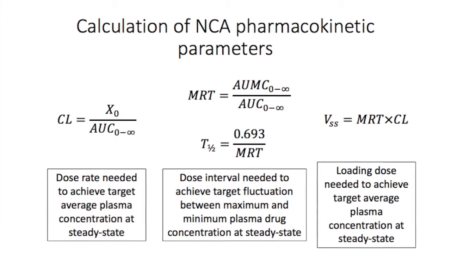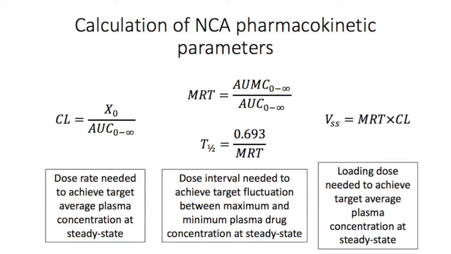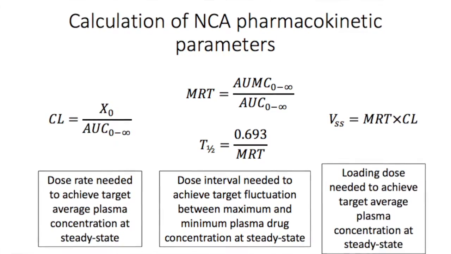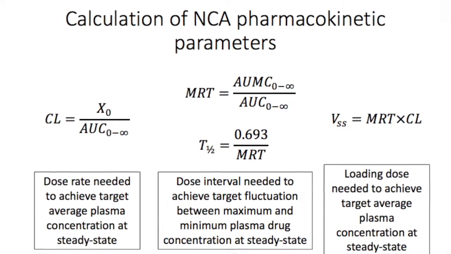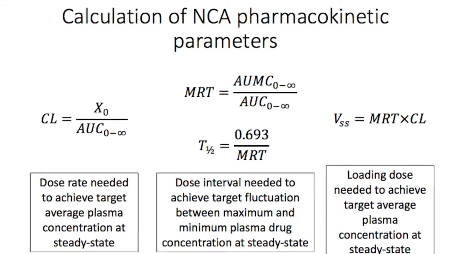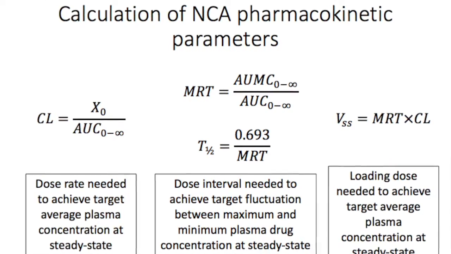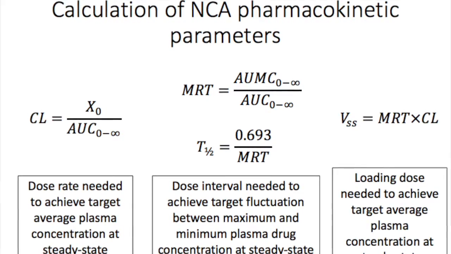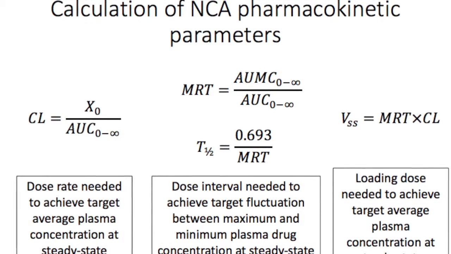From these initial non-compartmental pharmacokinetic parameters, we can then calculate the pharmacokinetic parameters that are already known to us of clearance, volume of distribution, and half-life. And we need to calculate these because these are the parameters that we need to calculate dosage regimens.